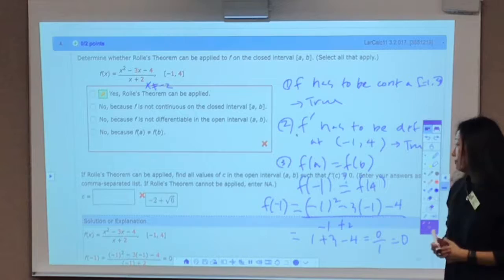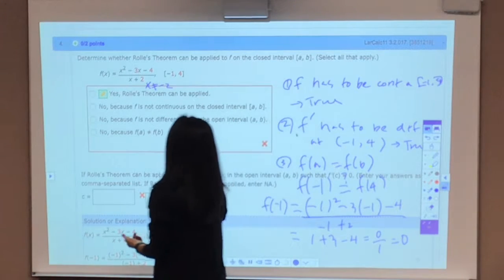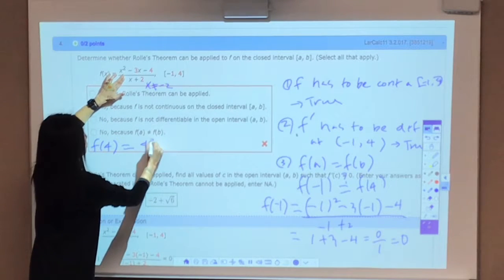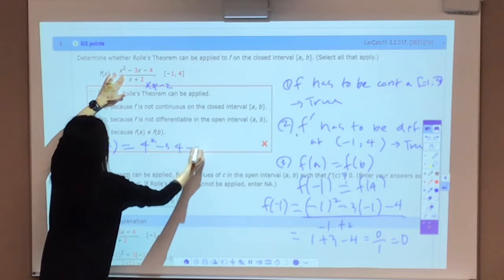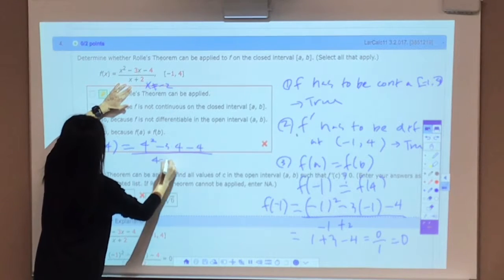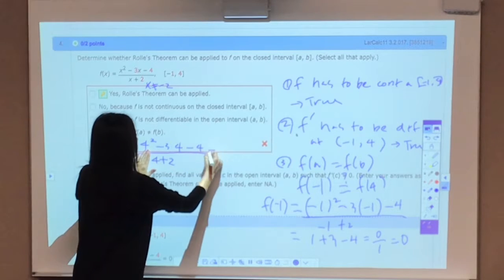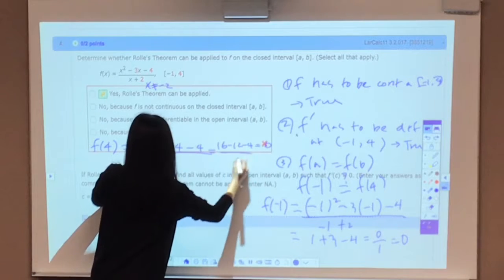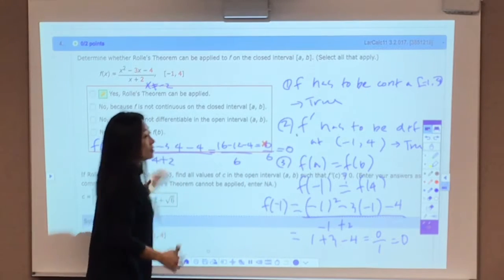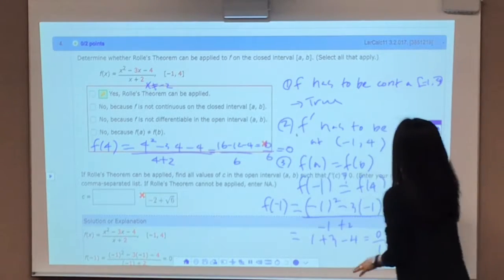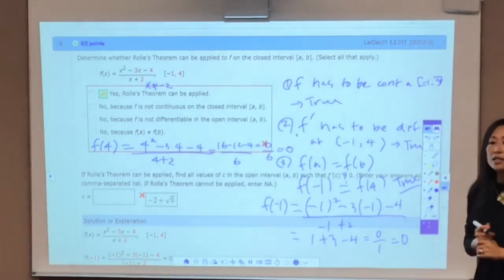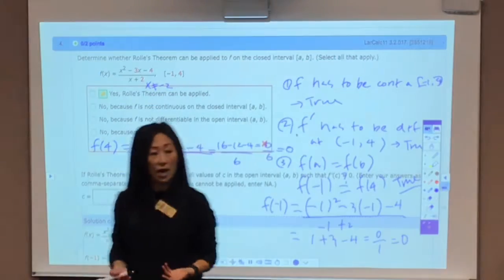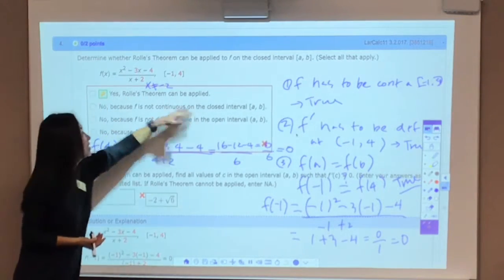What is the other one then? F of 4, what number do I get? 4 squared minus 3 times 4 minus 4, everything divided by 4 plus 2. Is it also 0? Yeah, I see it. So it's 0. So again, this is true. It says all three conditions met, then what can you say? F prime of c is equal to 0. So yes, I can apply this.